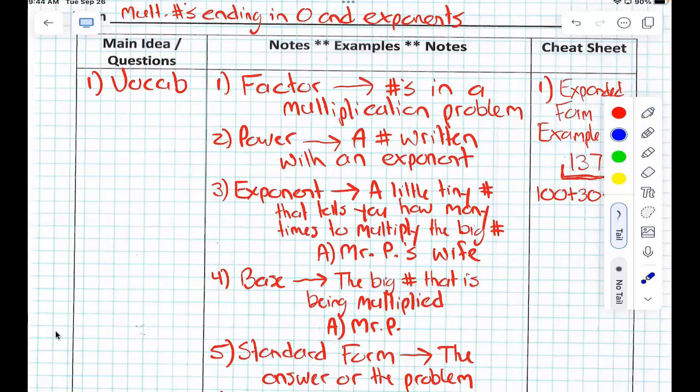So when you think of myself and my wife, the wife is the exponent, and the base would be me.